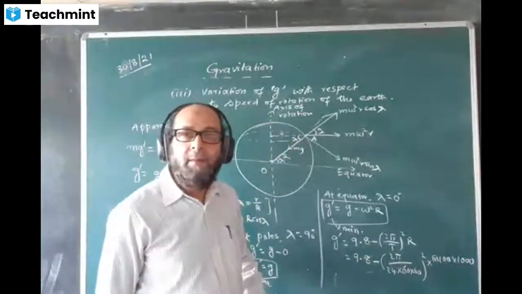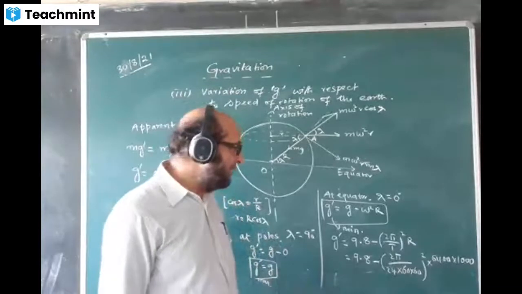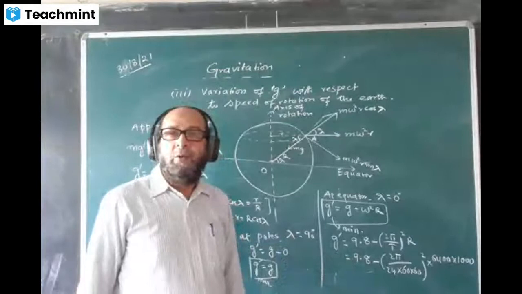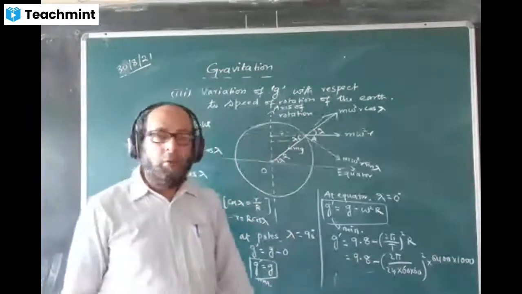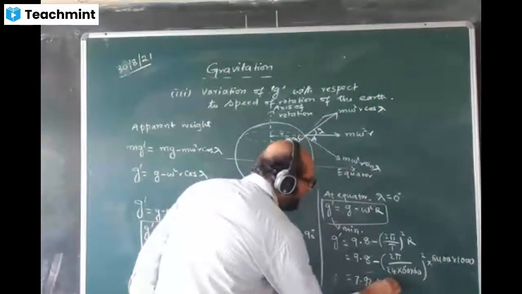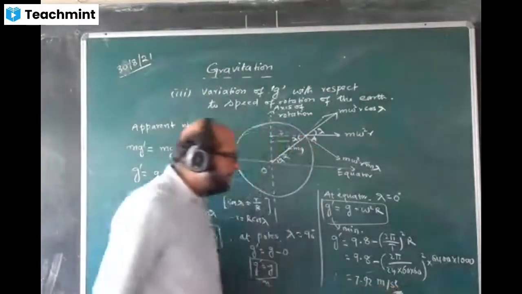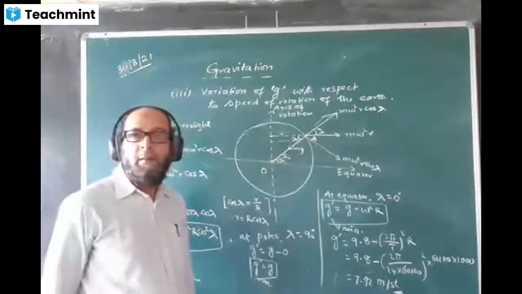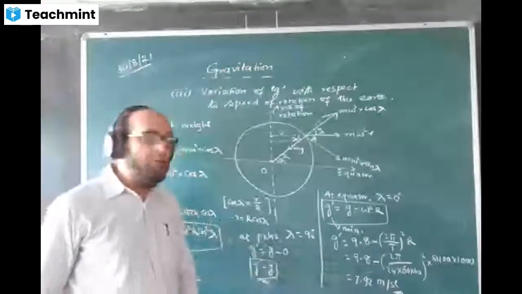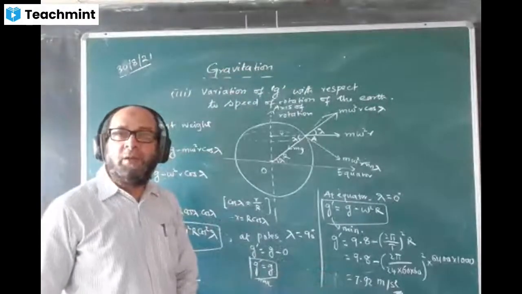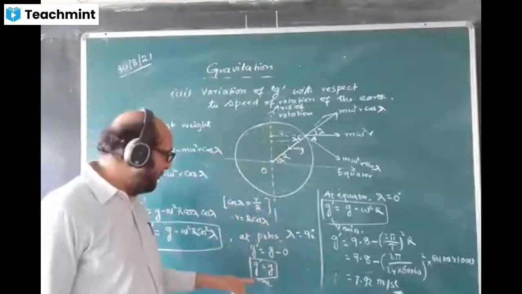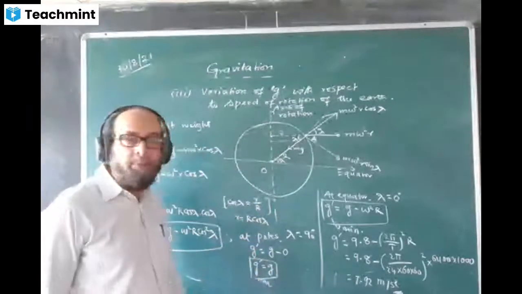How much does it come? Check the calculation in the calculator and tell me how much you get. You will be getting the answer 7.92 meter per second square. This is the answer coming. That means what is the value of G at the equator point? 7.92, and it is the minimum value on the surface of the earth. Where is the value of G maximum? At the poles. And what is that value? 9.8. G value is 9.8, that is maximum.